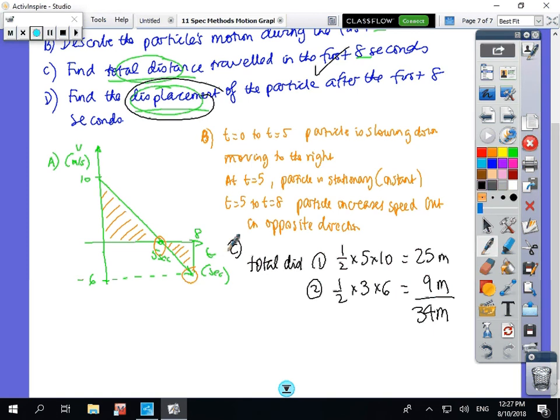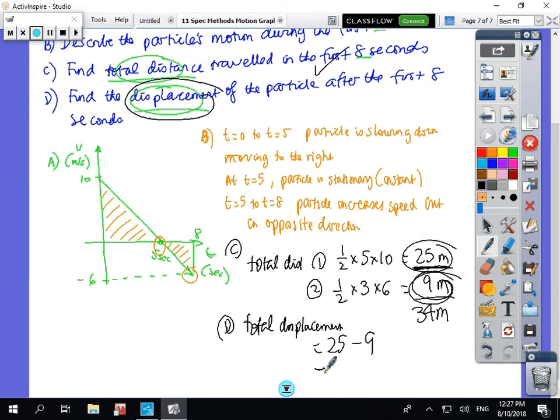So that's part C. Part D, okay, so the particle went 25 meters in one direction and then it's come back 9 meters the other way. So the total displacement will be, it's gone 25 meters in one direction, but then it's gone 9 meters in the opposite direction, so the displacement is 16 meters.